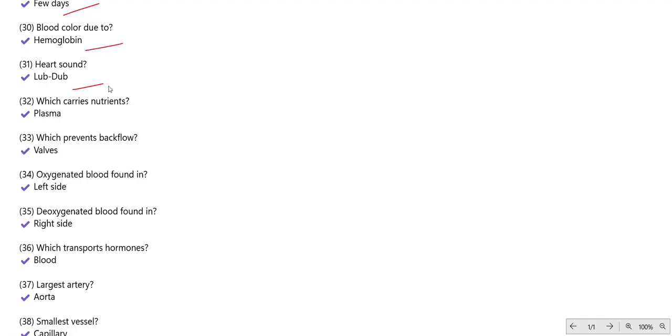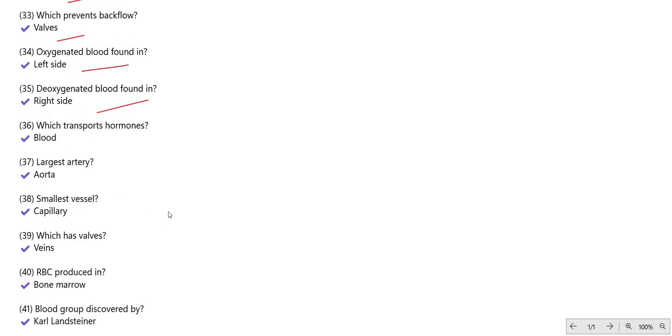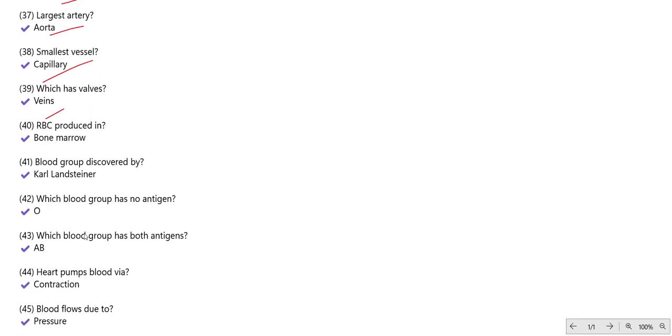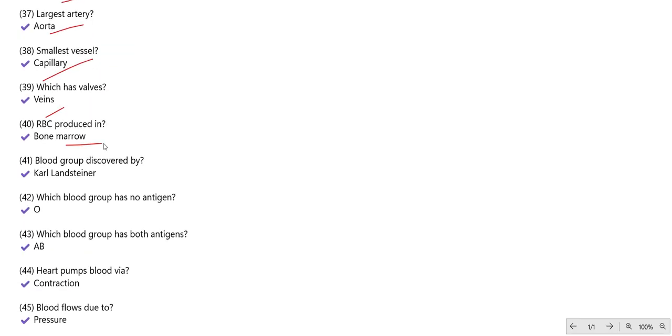Heart sound is lub dub. Plasma carries the nutrients. Valves prevent the backflow. Oxygenated blood found in left side. Deoxygenated blood found in right side. Blood transports the hormones. Largest artery is aorta. Smallest vessel is capillary. Veins have valves. RBC is produced in bone marrow, and in their mature state, destroyed in liver and spleen.